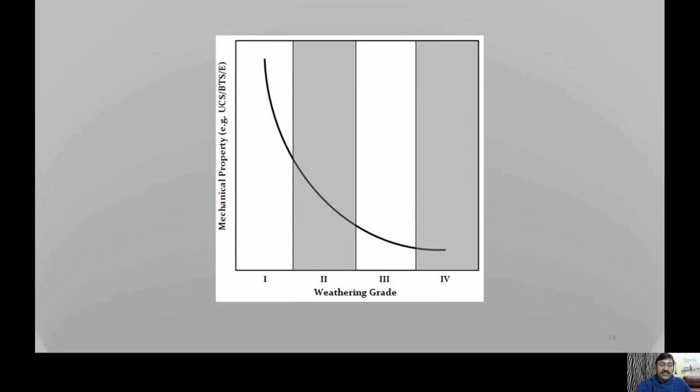So at the initial stage or at the onset of weathering, the absolute drop is much more significant than at the subsequent stages. But of course, the mechanical properties are getting deteriorated, but the fall is less severe than what is at the initial stage of weathering.